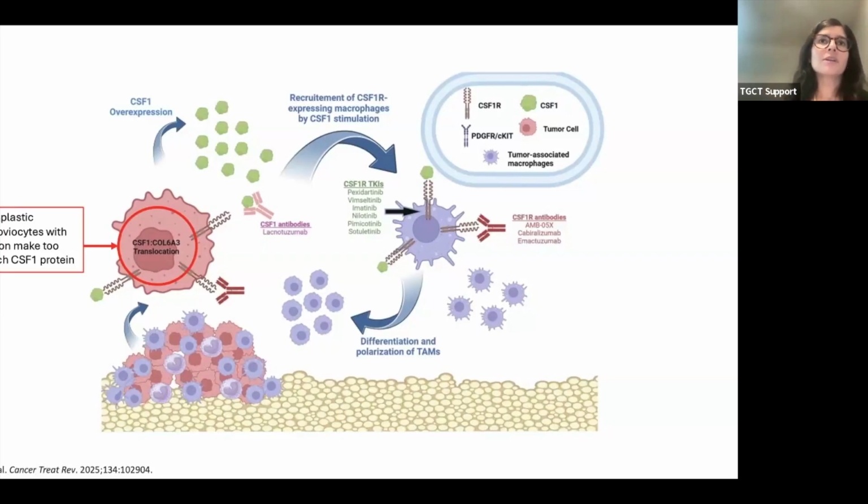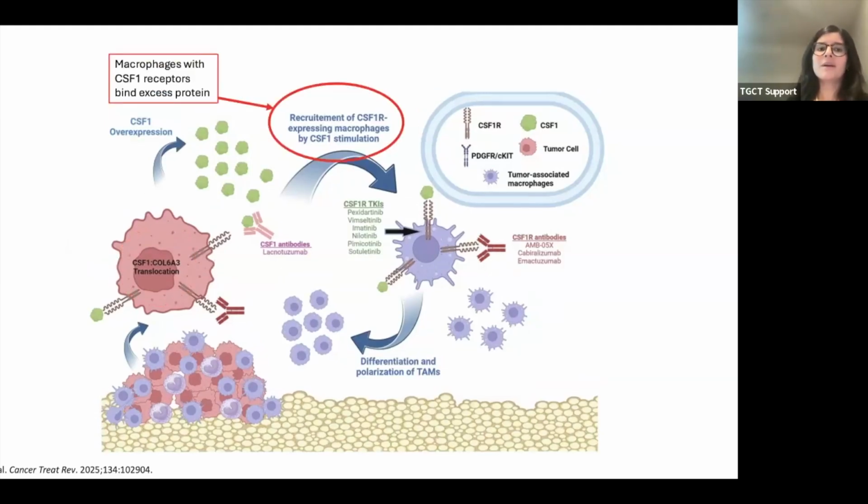So with this translocation, these synovial cells make way too much CSF1 protein. All right, so we've got that as the starting genetic event, and its effect is way too much CSF protein. The CSF protein interacts with its receptor, right? So the protein has a receptor. Those receptors are found on macrophages. And because these synovial cells are making so much CSF, these macrophages come into that joint space, into that tumor environment, and start to proliferate.